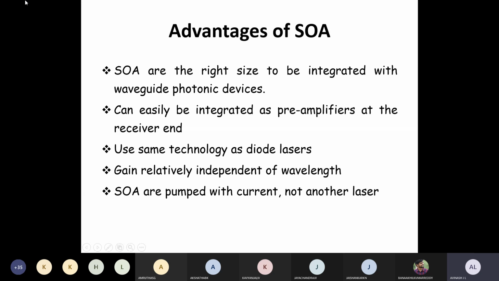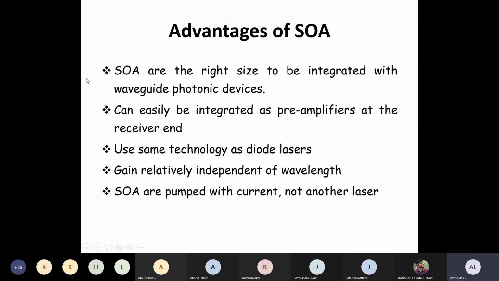Okay, so we can understand one thing: that is one of the best advantages. In some amplifiers, the gain and wavelength are interrelated, so obviously we need to compromise on the wavelength or compromise on the gain. Now here, when the gain is independent of wavelength, we can achieve a good amount of gain for any wavelength signal. That is one of the best advantages.